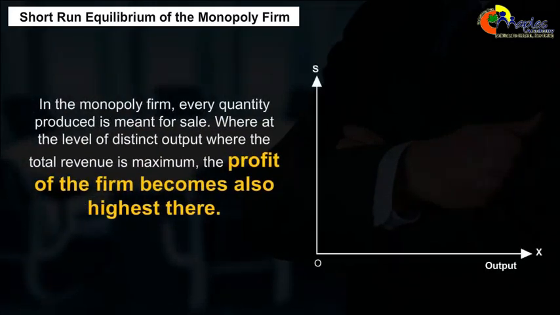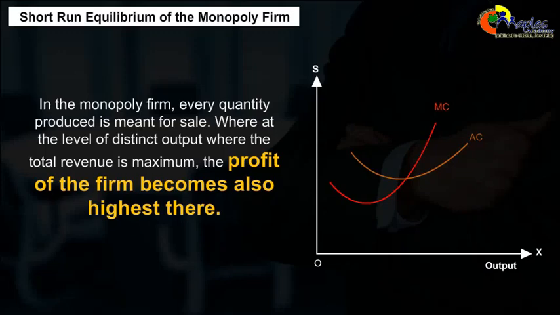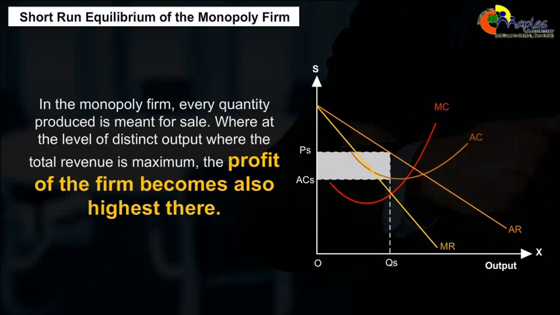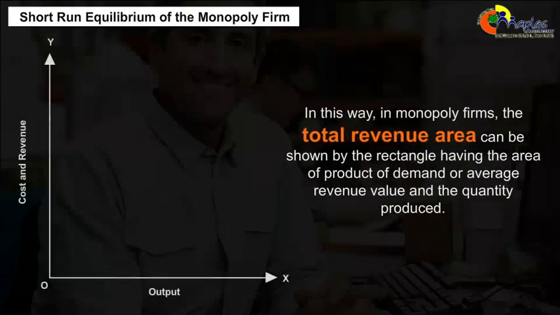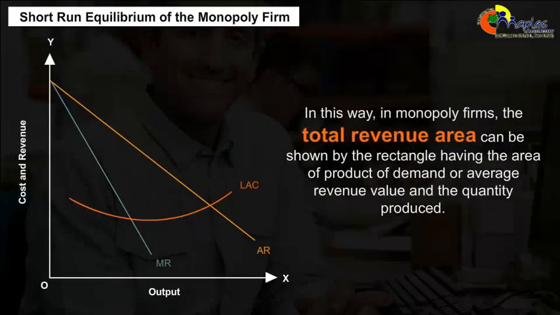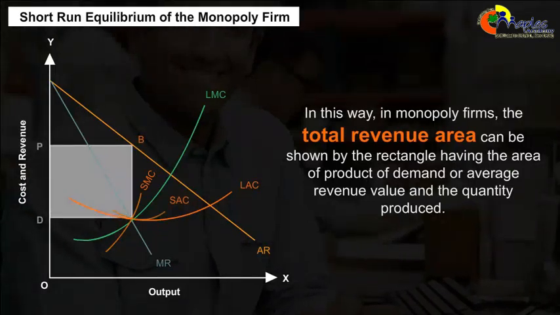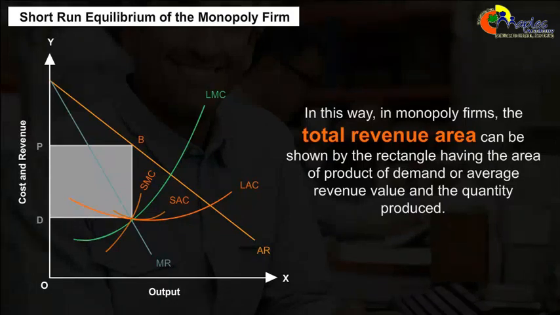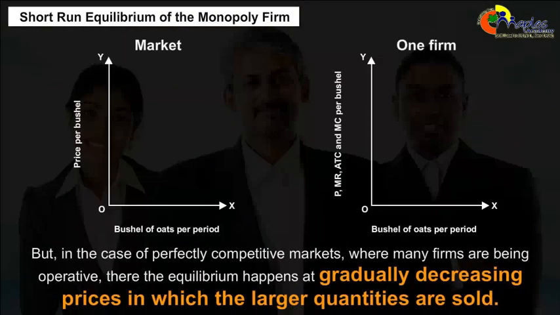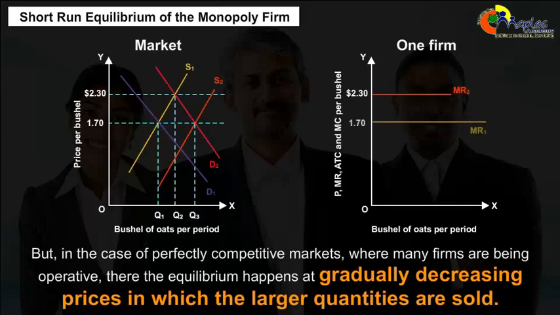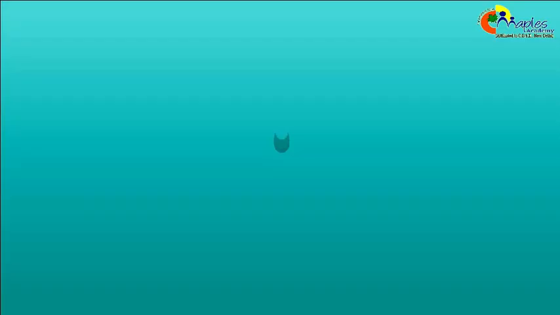In the monopoly firm, every quantity produced is meant for sale, where at the level of distinct output at which the total revenue is maximum, the profit of the firm also becomes highest. In this way, in monopoly firms, the total revenue area can be shown by the rectangle having the area of the product of demand or average revenue value and the quantity produced. But in the case of perfectly competitive markets, where many firms are operating, the equilibrium happens at gradually decreasing prices at which the larger quantities are sold.